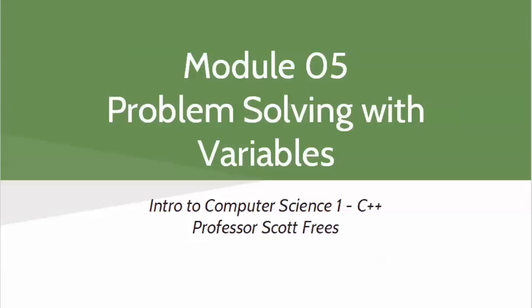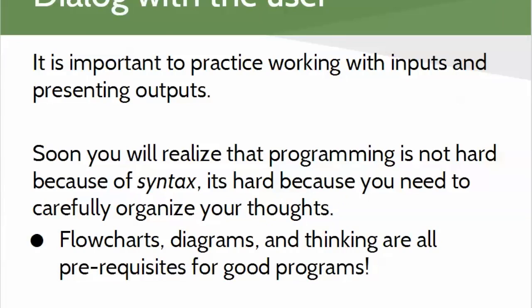All right, so this is Module 5, and the purpose of this module is really just to take a step back and use what we've learned in the previous 4 modules to write some more realistic programs and to solve some larger problems. Specifically, what we're going to be dealing with is variables, but the thing that we're going to be practicing the most is figuring out how to get this dialogue with the user correct.